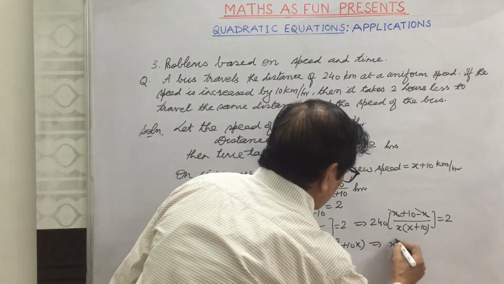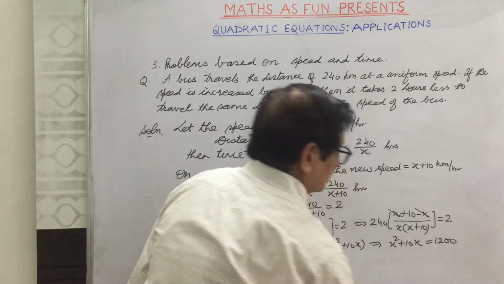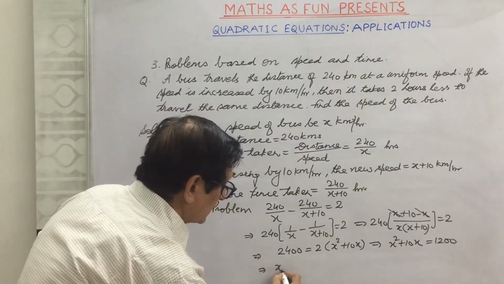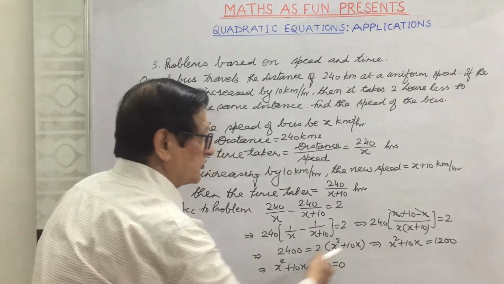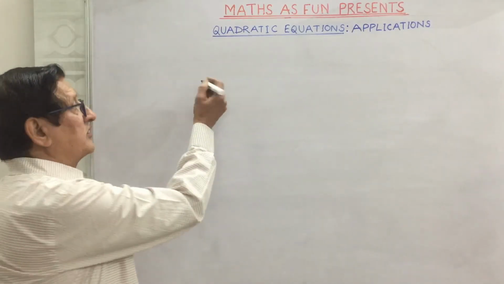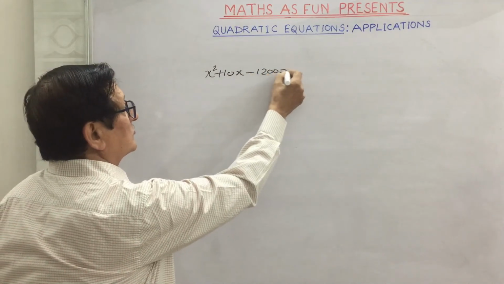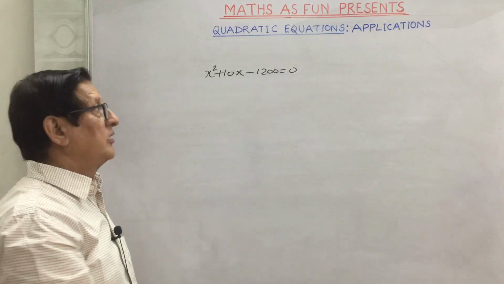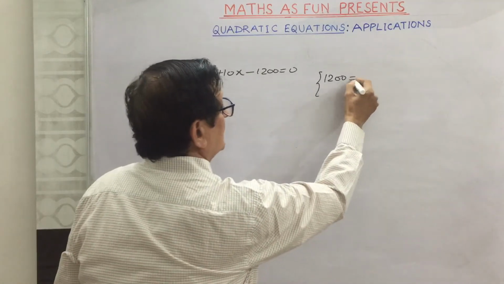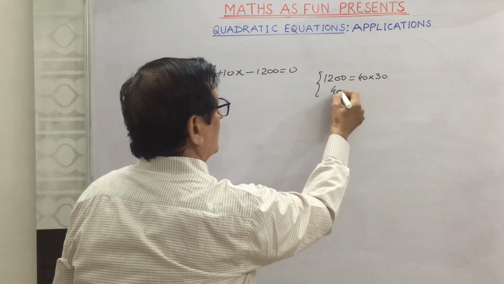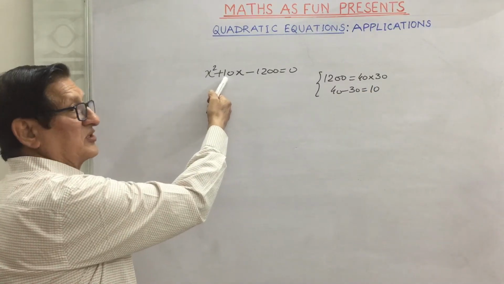We are getting from this x square plus 10x is equal to 1200. Or we can write x square plus 10x minus 1200 equal to 0 by transposing. So we got the equation x square plus 10x minus 1200 is equal to 0. We know the factors of 1200: that is 40 into 30, and 40 minus 30 is equal to 10. It means we can make use of the split method here.